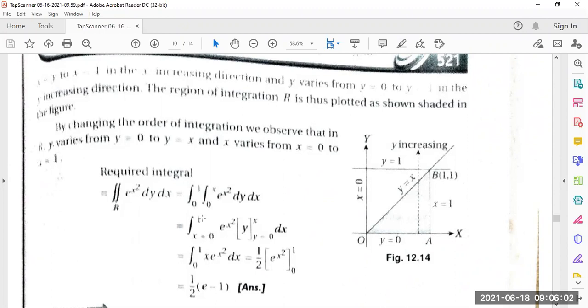Integration x equal to 0 to 1, e to the power x squared is constant. Then we integrate dy, with y from 0 to x, and dx. So here it comes x e to the power x squared dx. Now if we put x squared equal to z and take the half outside, the calculation will be much easier. Is it understood how this integration is done?